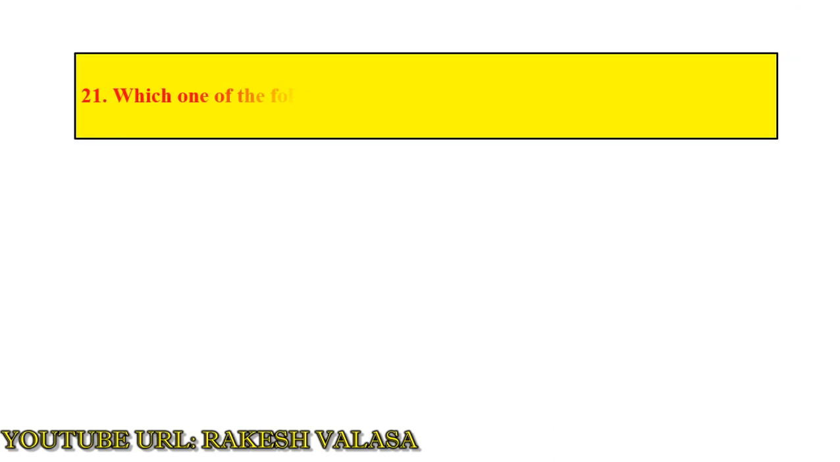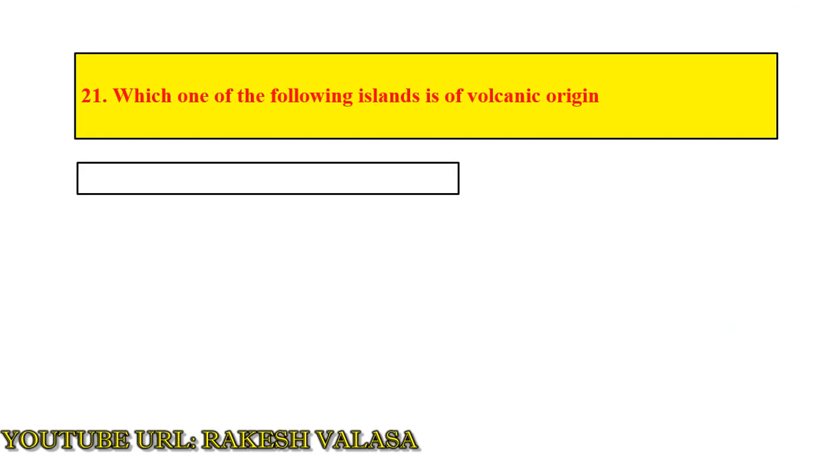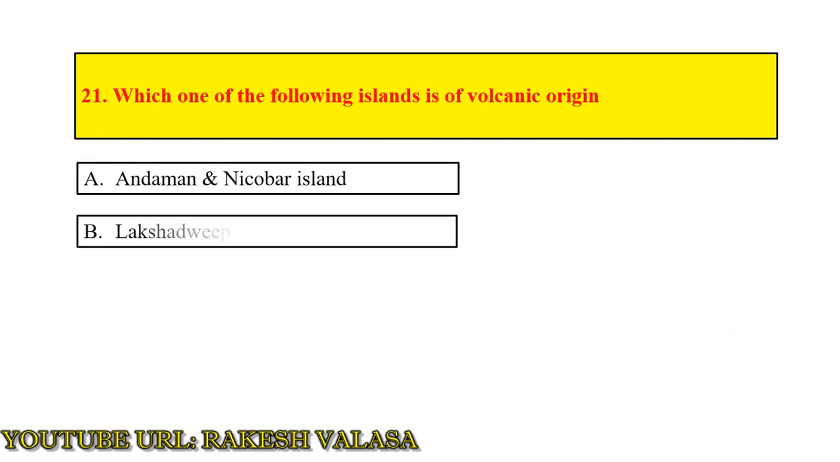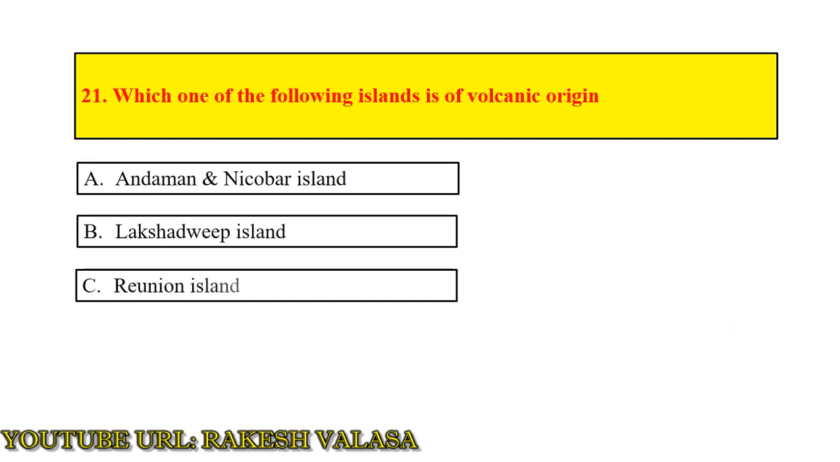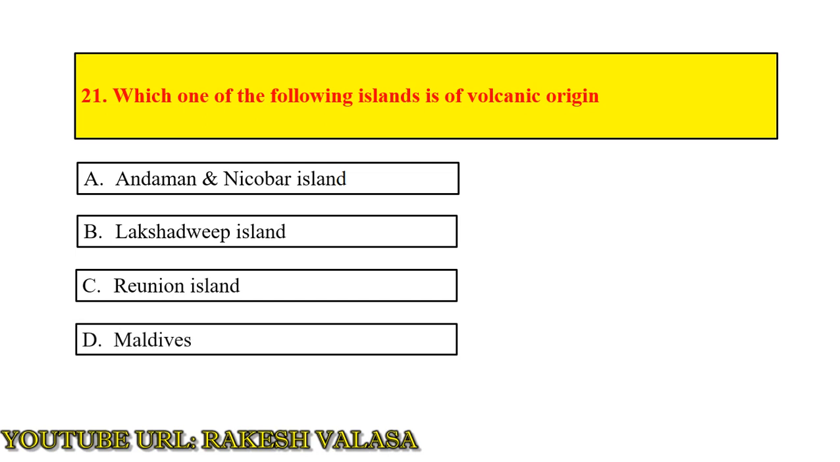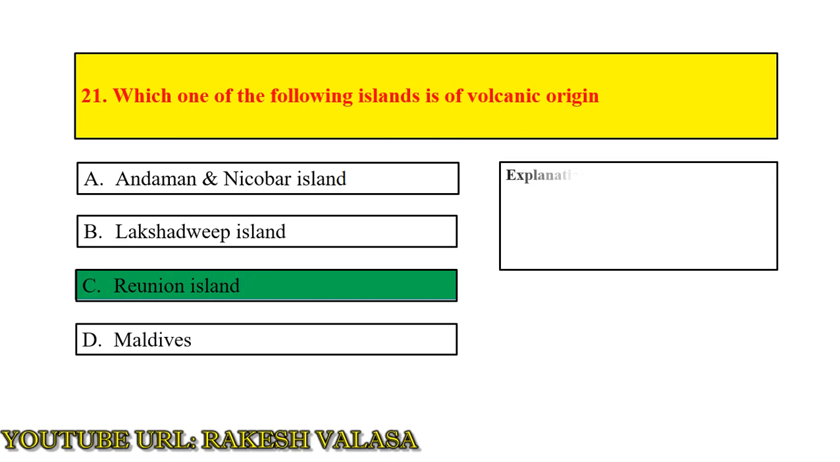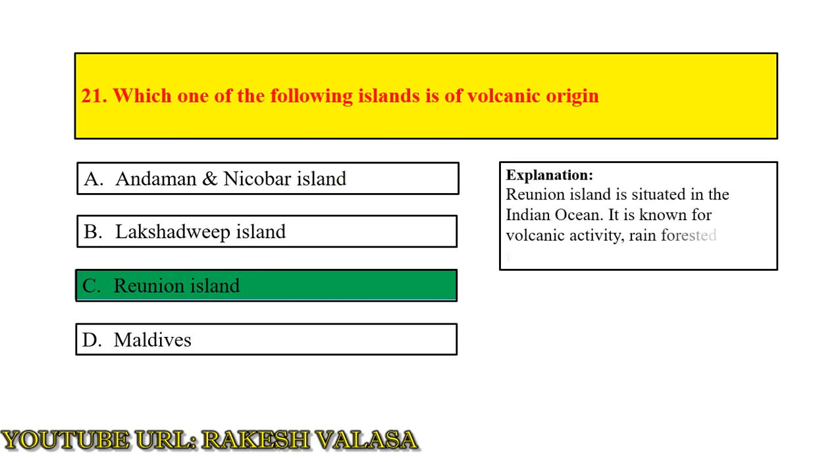Question number 21. Which one of the following islands is of volcanic origin? Answer. Reunion Island. Explanation. Reunion Island is situated in the Indian Ocean. It is known for volcanic activity, rainforested interior, coral reef and beaches.